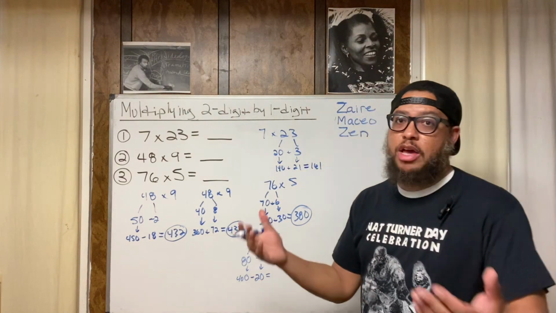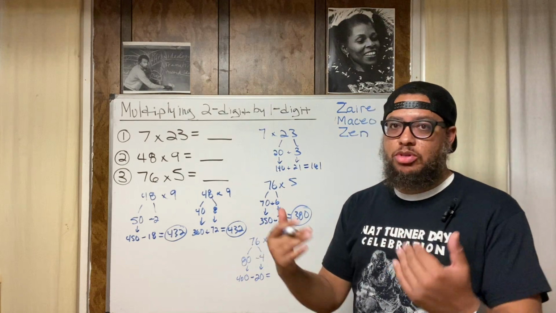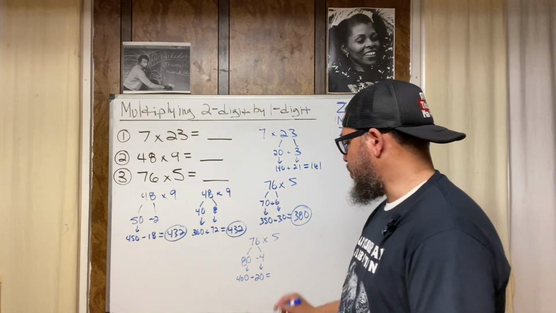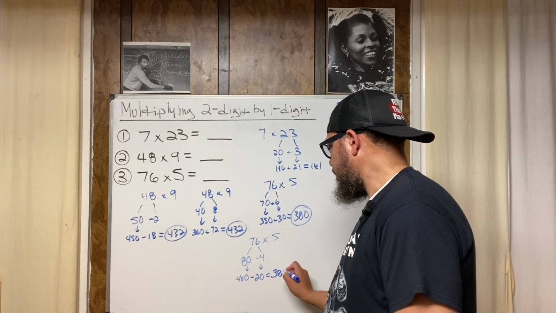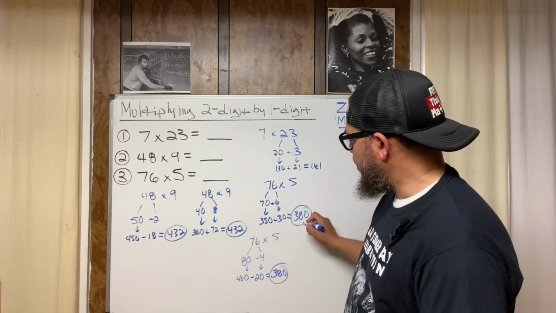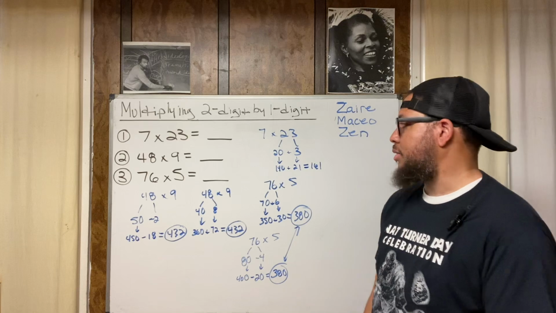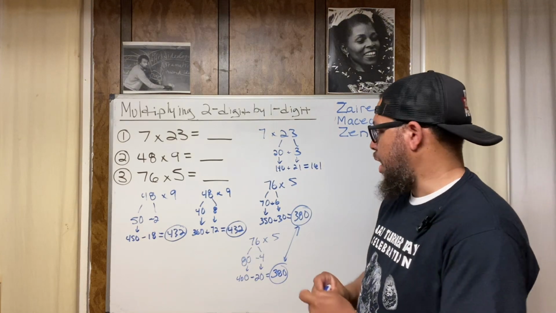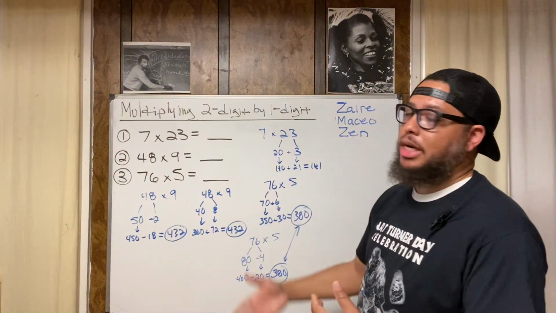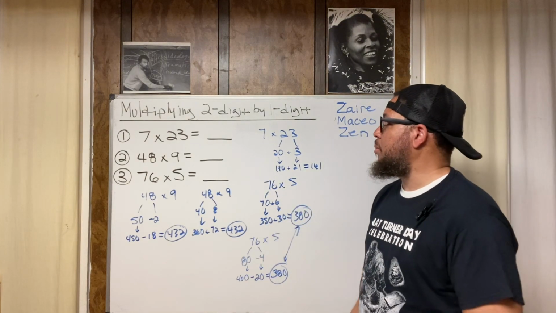Now, 400 minus 20: if you had $400 and then you subtract $20 from $400, you get $380. Look at that. We got the same answer. Did it 2 different ways and got the same answer. See that? So that's just an introduction on how to multiply 2-digit numbers by 1-digit numbers.